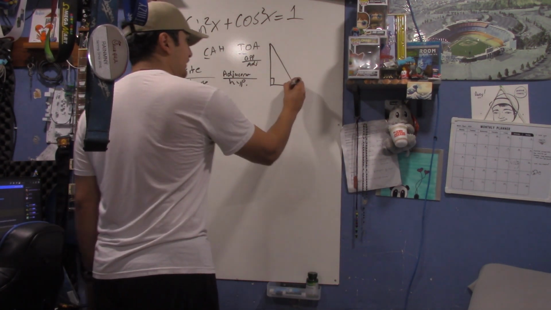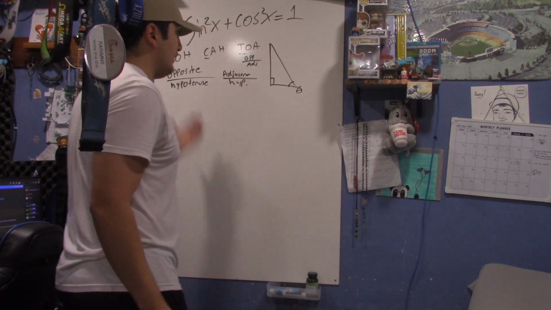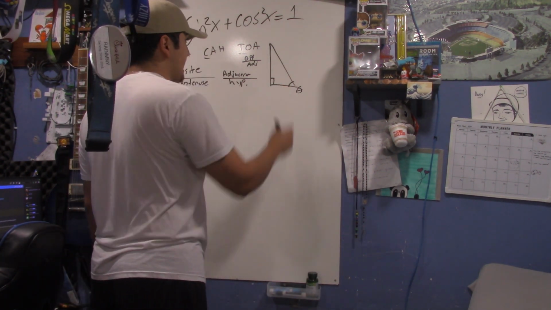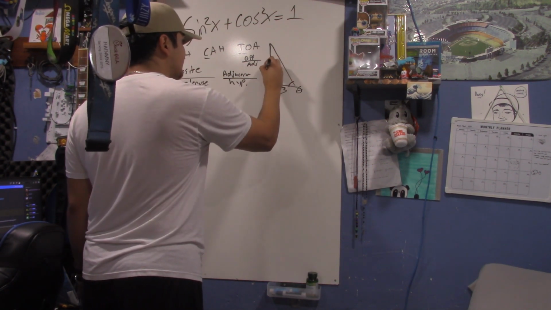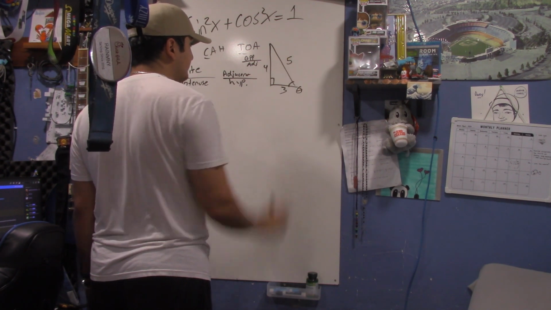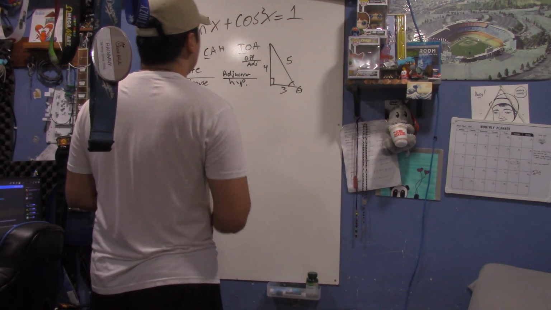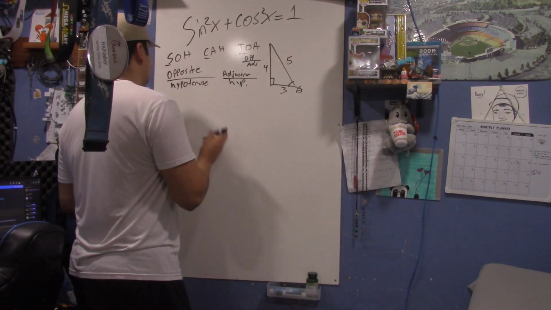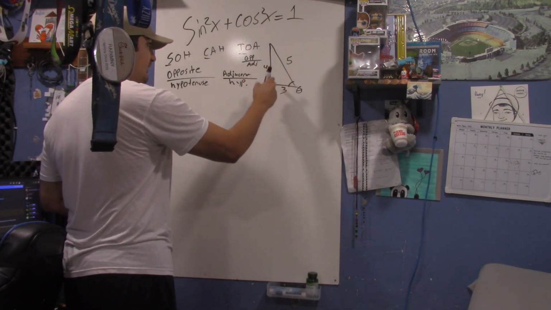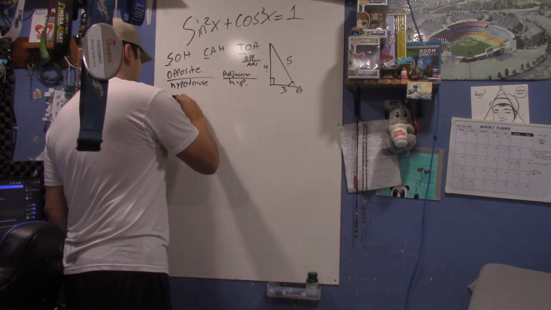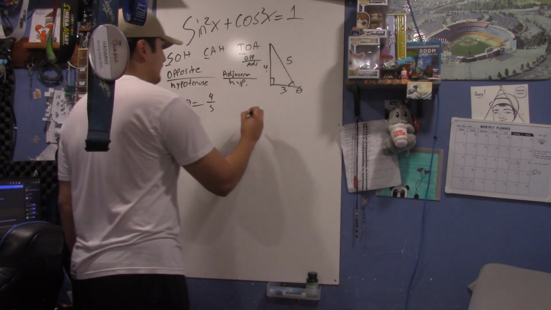So let's say we have theta, right? Sometimes it's going to say theta, x, it doesn't matter what it represents, because the sine of this angle is the opposite over the hypotenuse. Let's say we have side length 3, side length 4, and 5 for the hypotenuse. We know it's the hypotenuse because it is directly across from the largest angle, the 90-degree angle. Okay, so sine of this angle is going to be the opposite over the hypotenuse. So in this case, sine of theta is 4 over 5.